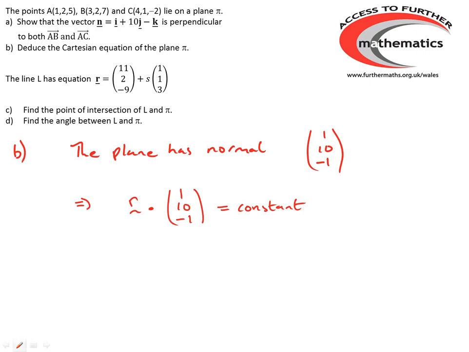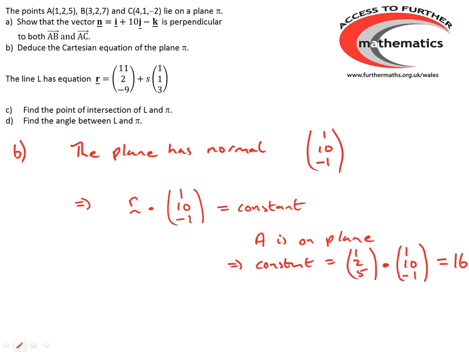I know that A lies on the plane, so we can work the value of the constant out now very quickly. The constant must be the value of the position vector of A, (1, 2, 5), dot the normal, (1, 10, -1), which gives me 1 plus 20 plus -5. So 1 plus 20 is 21, plus -5 gives me 16. So the value of the constant is 16. So we know the equation of the plane is r dot (1, 10, -1) equals 16.